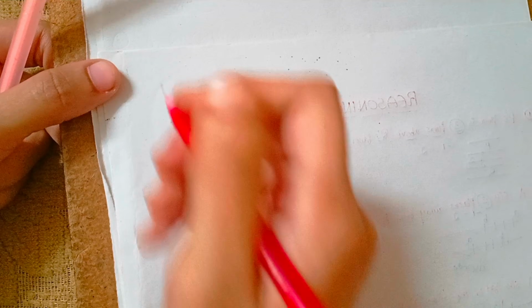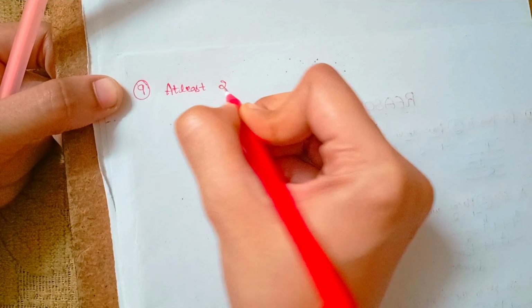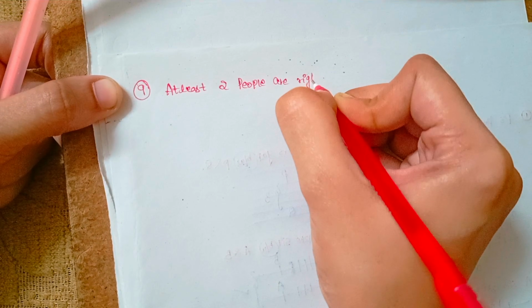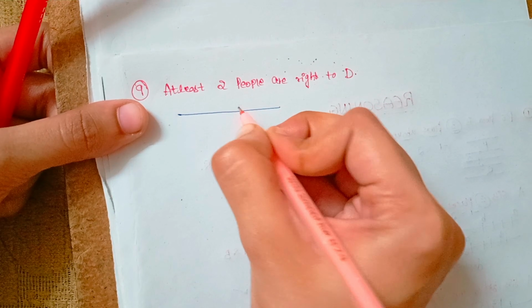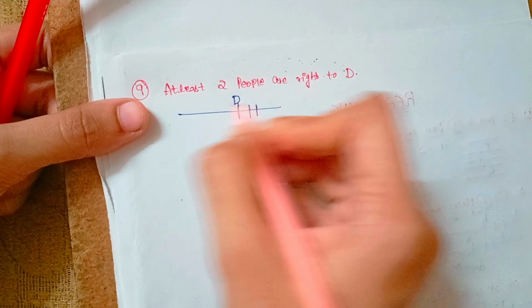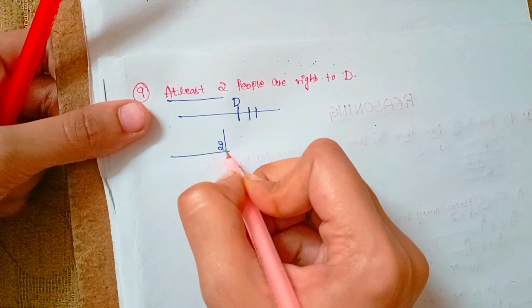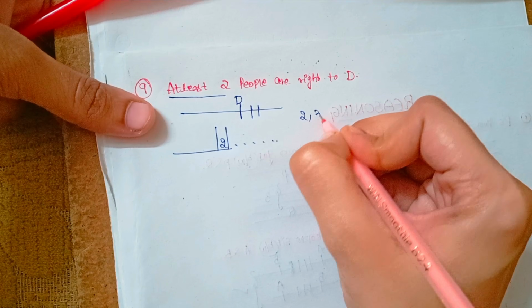Okay, next one. Next statement is the ninth statement, number 9. At least 2 people are right to D. It means, let's draw a line. For example, D is sitting here and there should be 2 people right side of D. At least 2 people. It can be 2, 3 and 4 and so on. 2 is the minimum number because it says at least 2. So 2 is minimum and so on, like 2, 3, 4 and so on.